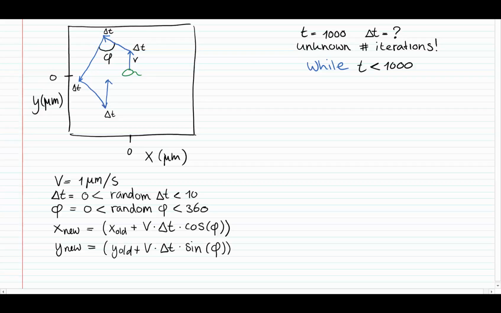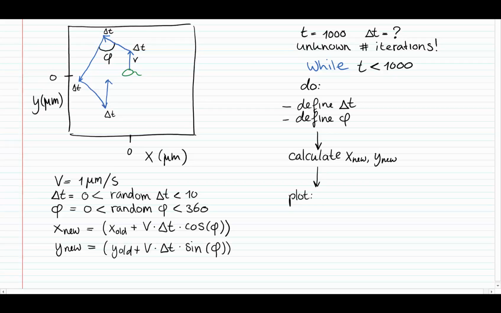So, until the time reaches 1,000 seconds, or while the time is not 1,000 yet, we should do the following. First, define the value that delta t will have for that particular step. Then, calculate the value that phi will have for that particular step. With this information, we can calculate then the new x and y coordinates of the new position of the bacterium. When this is done, we can plot the path that the bacterium has made as a line between the old and the new position. This means that we should also store the old position, else we cannot plot it.